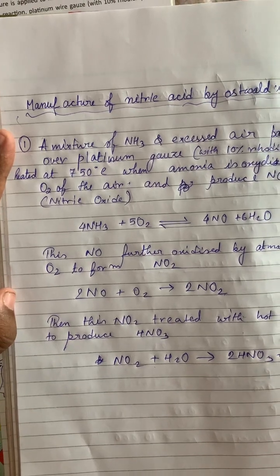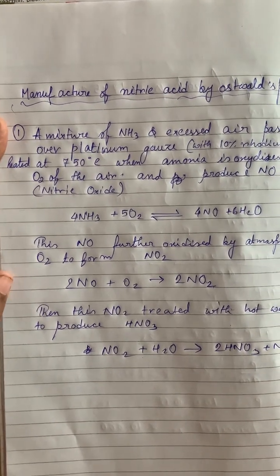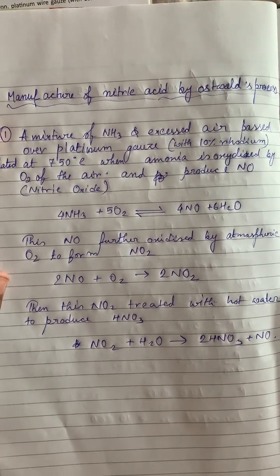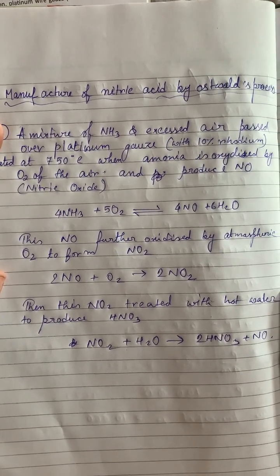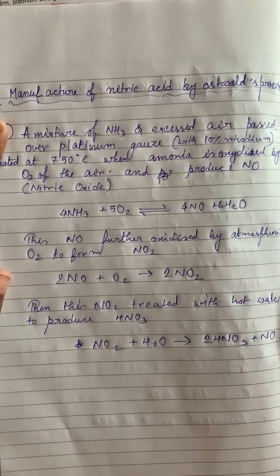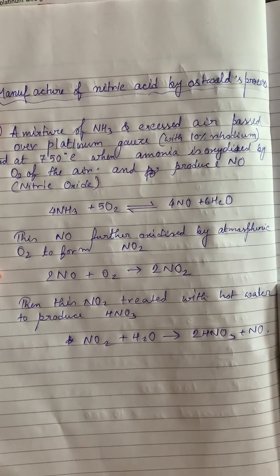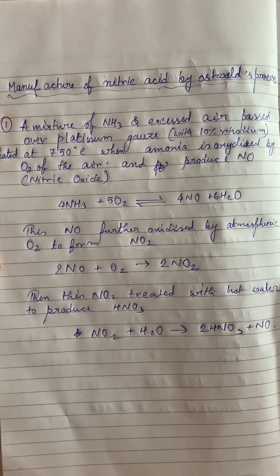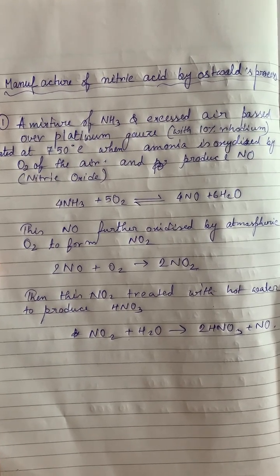Good morning, students. Today we'll learn about manufacturing of nitric acid by Ostwald process. On the previous day we learned about manufacturing of hydrochloric acid by synthetic method. Today we'll learn about manufacture of nitric acid by Ostwald process.